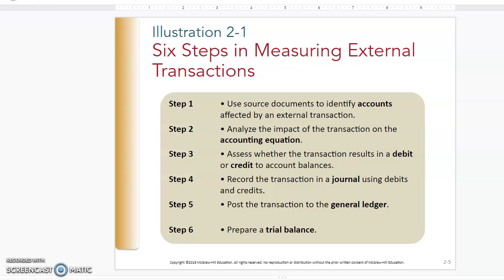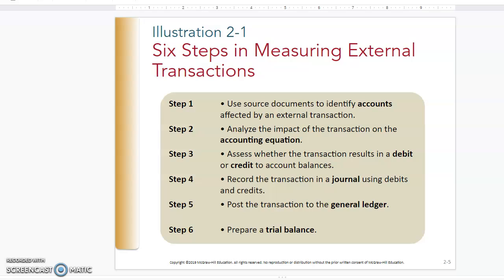Okay, step 4, once you've determined the debits and the credit amounts, then you record that transaction in a journal. Debits equals credits. Step 5, you post that transaction to the general ledger. The general ledger is the collection of all of the accounts that the company has in their books, and it's how we accumulate all of the information that is being recorded.